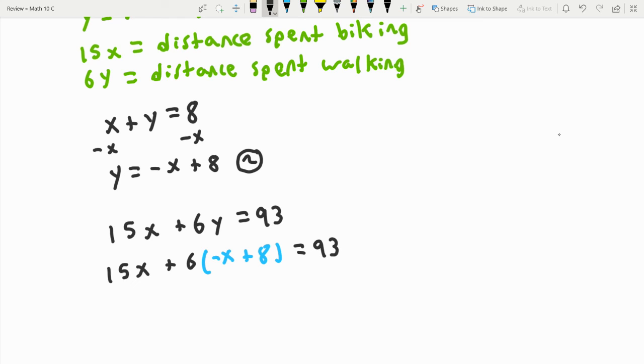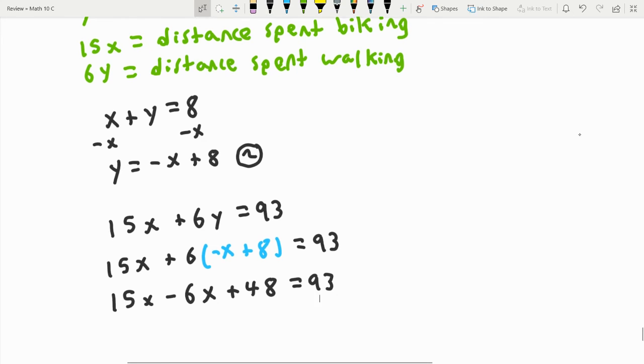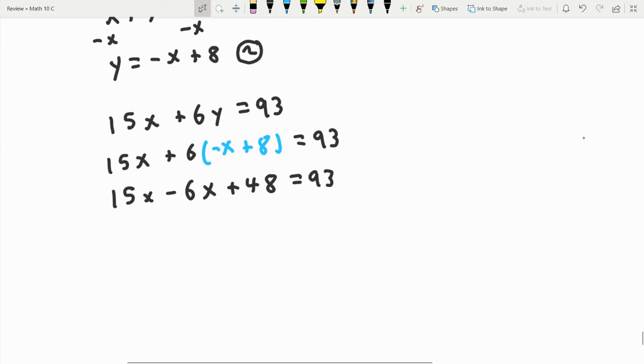So now let's simplify down. I would multiply everything I have inside my bracket. So 6 times negative x should be negative 6x. 6 times 8 would be plus 48. And that equals 93. Now I want to add up my like terms. So in this case, 15x minus 6x. That should get me 9x plus 48 equals 93.